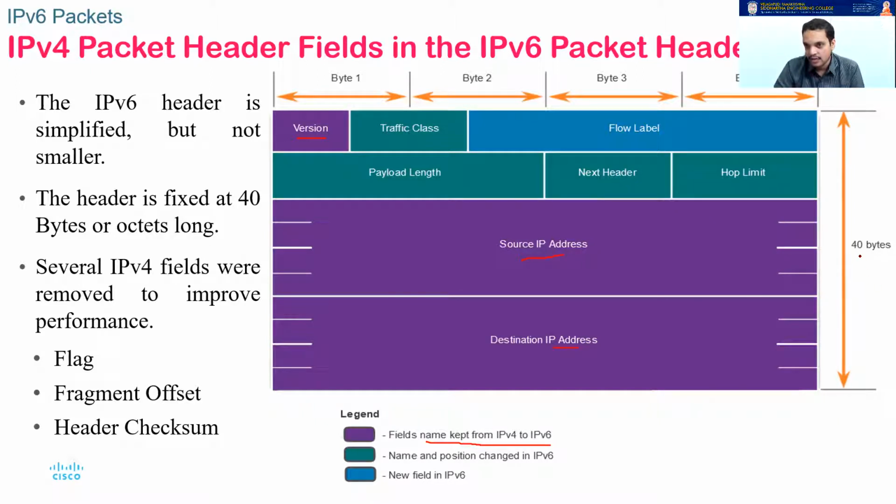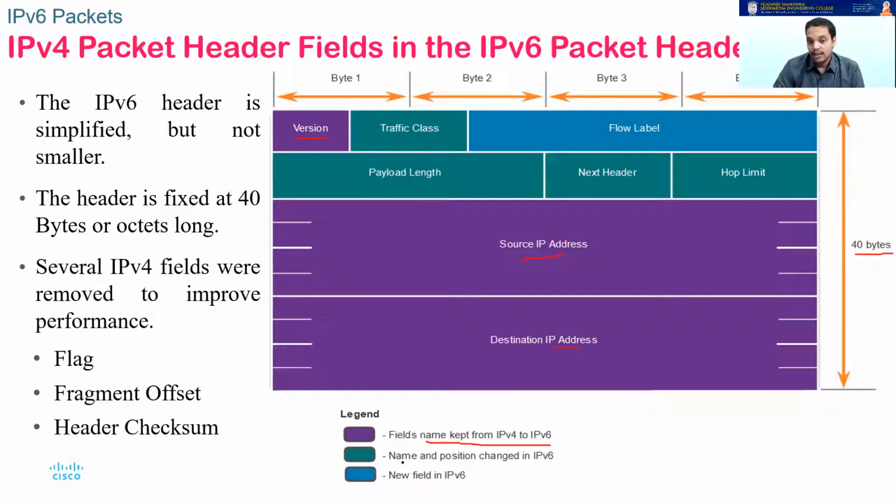But if you see, the header length is now 40 bytes. If you ask me why, because the source IP address is 128 bits, the destination IP address is 128 bits. 40 bytes is equal to 320 bits. Now the remaining things are the same: 32, 32 to 64, and 128, 128, 256. Altogether we get the 320 bits.